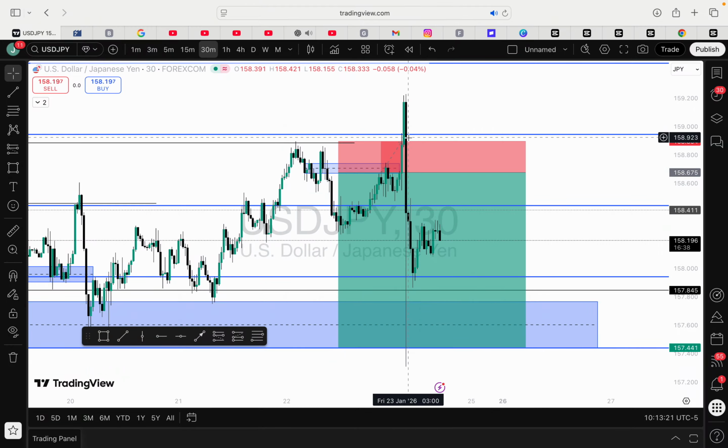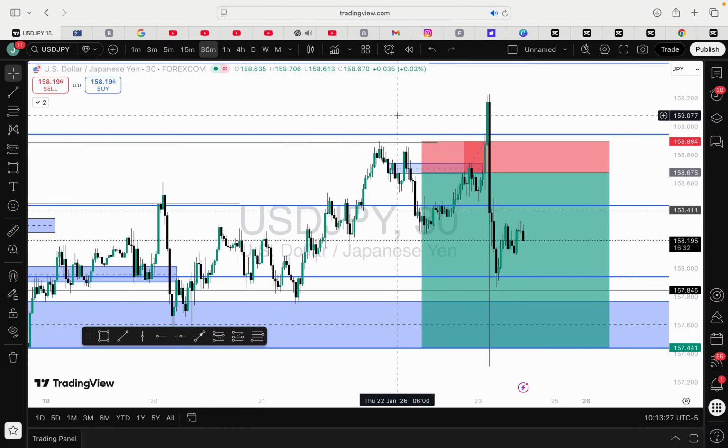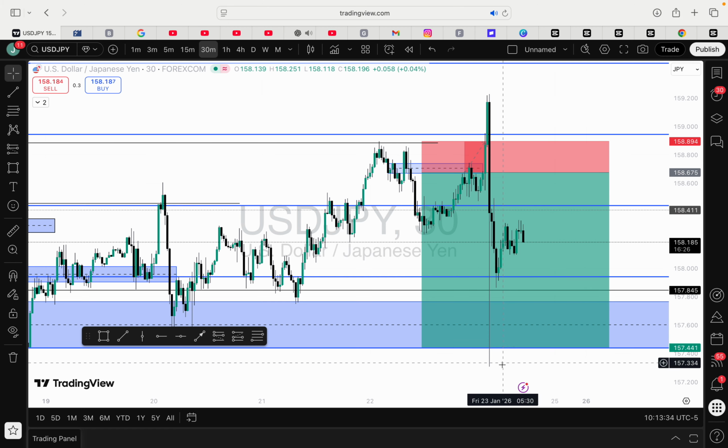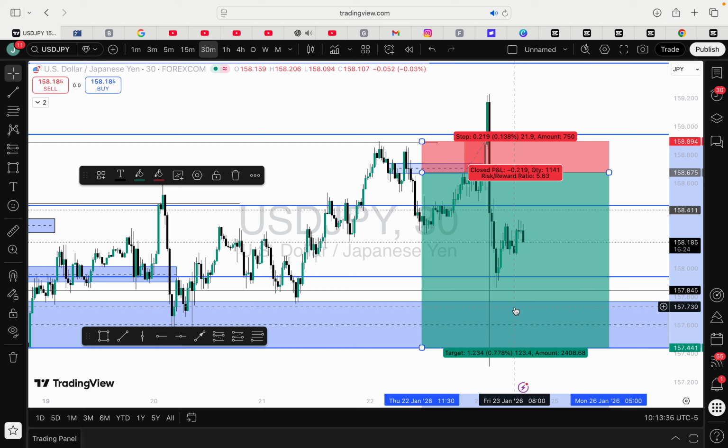As you can see here, the price went up and took me out with the long wick. If I had put my stop loss above here, it would have taken me out, then gone to my TP. As you can see here, it is 1 to 5.6. So if I had risked $1, I'd get $5.60.